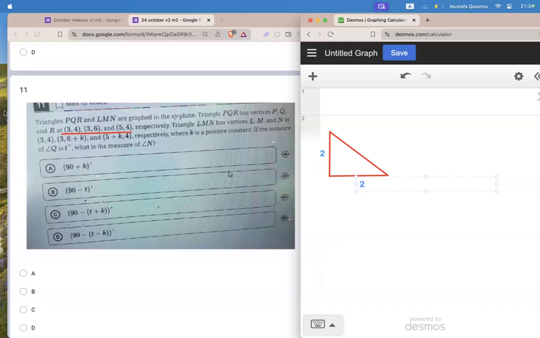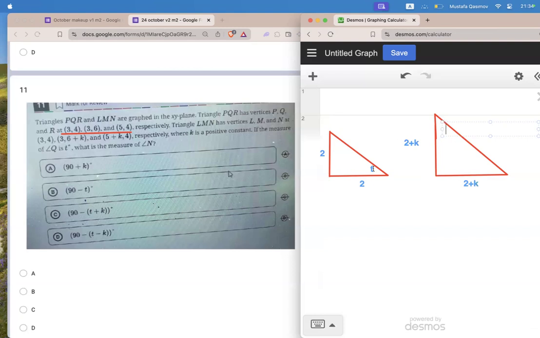Now let's look at the second triangle. For the second triangle, it will be a little bit bigger. Because we have k here, it makes this side equal to 2 plus k and 2 plus k. After that, it says one of these angles is equal to t. Let's say that one is t. Then it asks what's the value of here. So you can think it is 45, 45. So it means it is also 45.